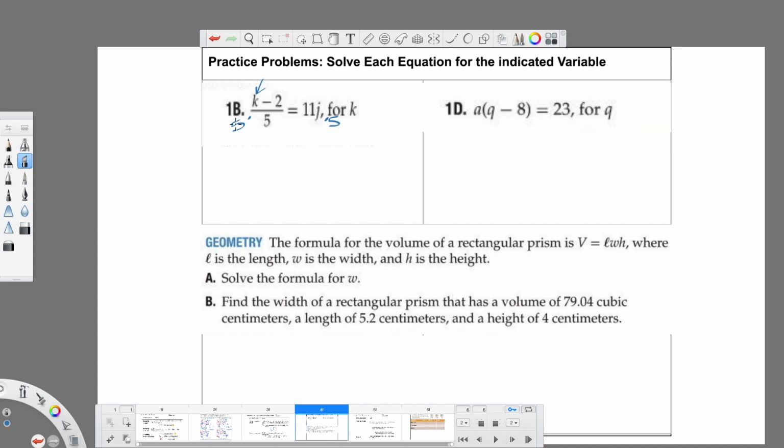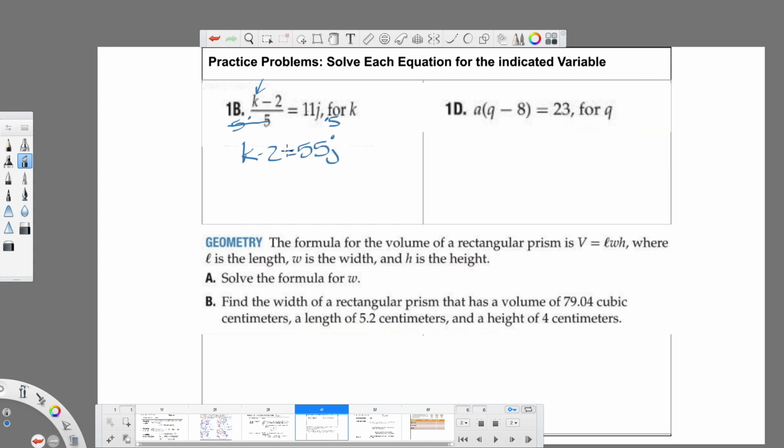And what that does is it's multiply by 5, divide by 5. That cancels down to 1. I know it should be up here, sorry, but I'm multiplying by 5. It's not division. k minus 2 comes down because that's all that's left, equals 11j times 5. So I do actually multiply the coefficients here, and I get 55j.